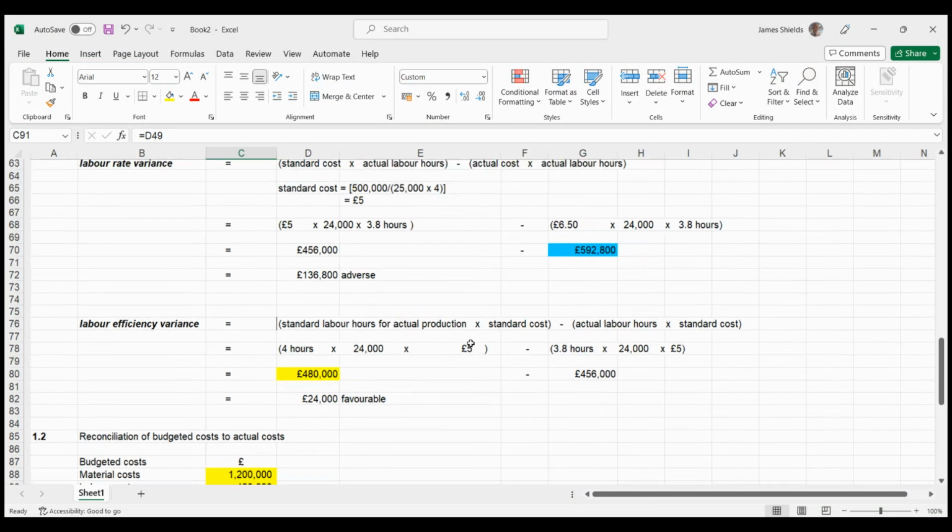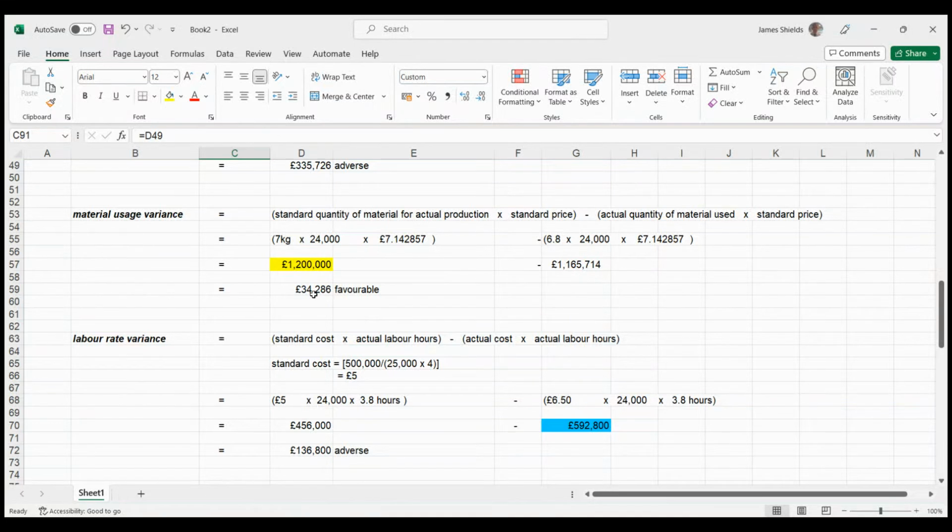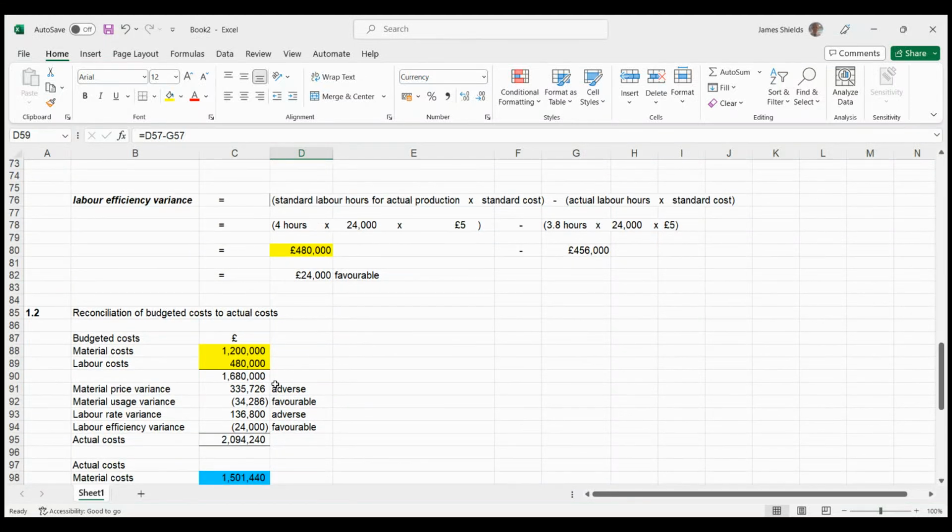Material usage variance was £34,286 favourable. So in other words, that was less than we had expected. So I'm going to deduct the £34,286.